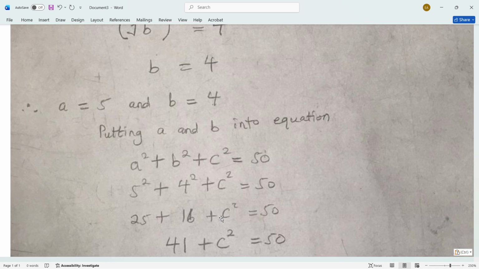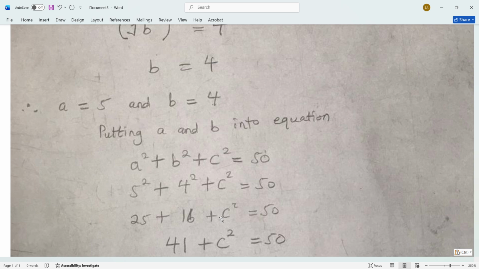Because 5 plus 6 would give us 11, so we write 1 down and we put 1 on the side. And 2 plus 1 is 3, plus the carried 1, we'll make it 4. So 25 plus 16 is 41. So we are going to have 41 plus c squared equals 50.